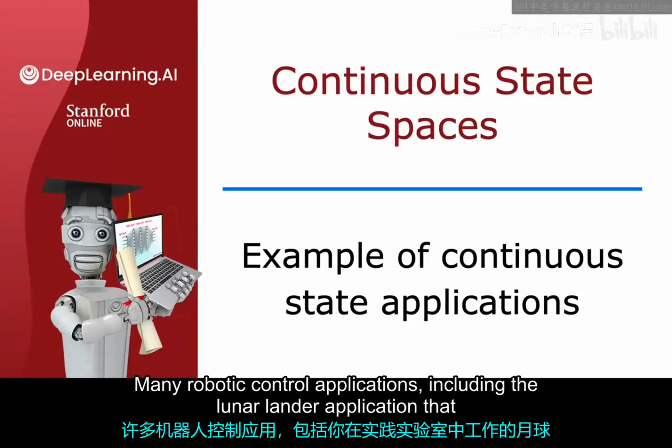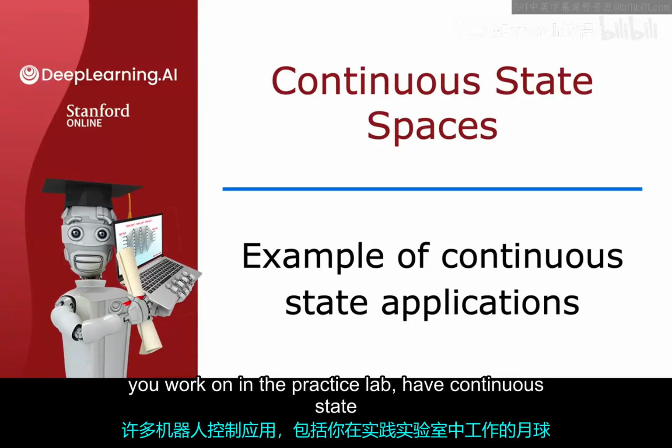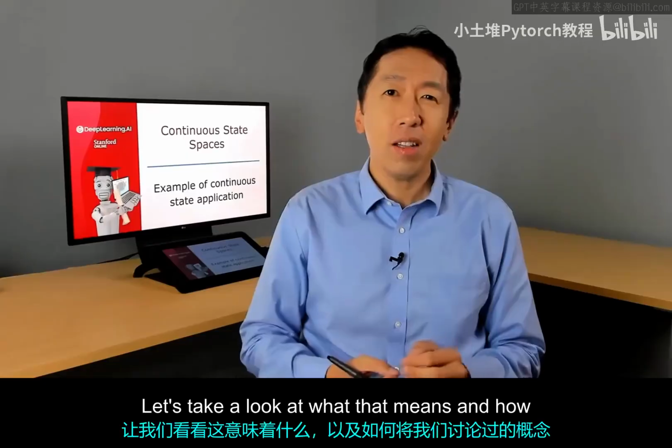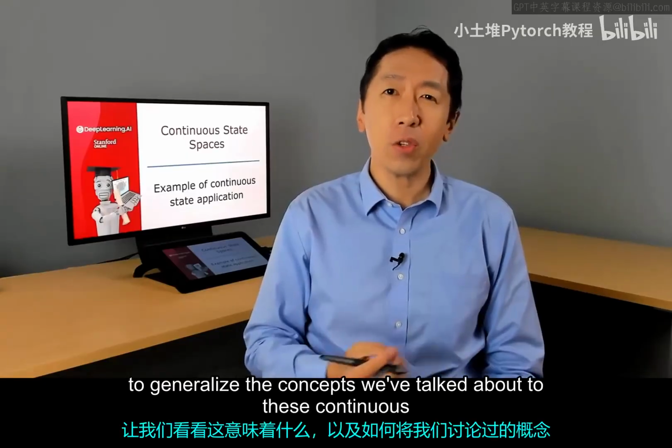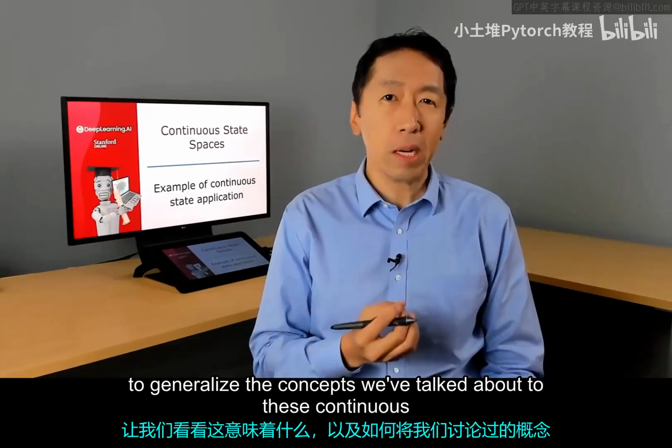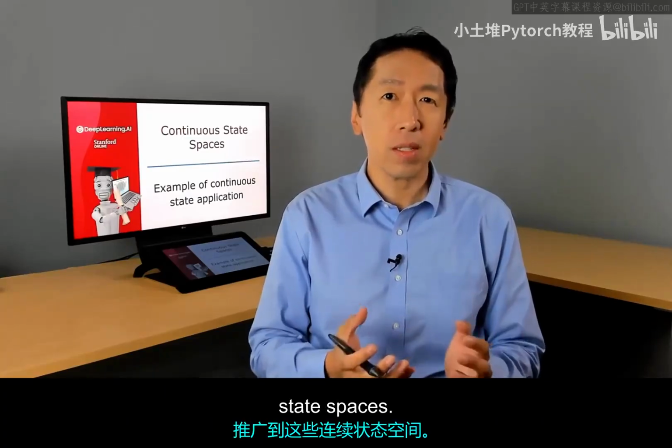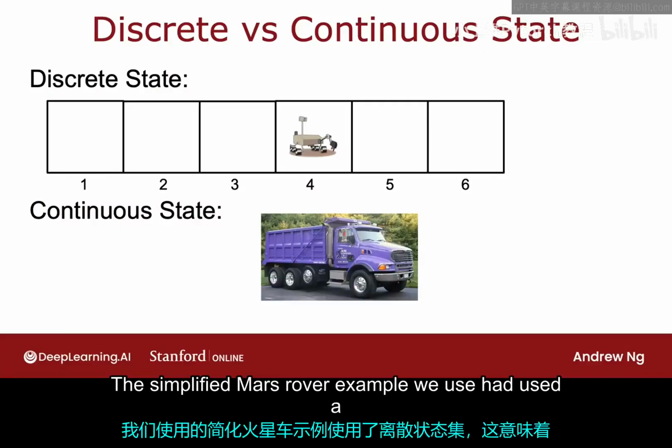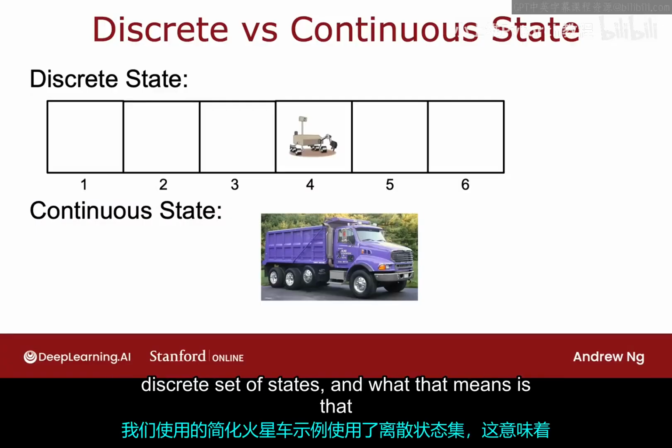Many robotic control applications, including the lunar lander application that you work on in the practice lab, have continuous state spaces. Let's take a look at what that means and how to generalize the concept we've talked about to these continuous state spaces. The simplified Mars rover example we had used a discrete set of states.